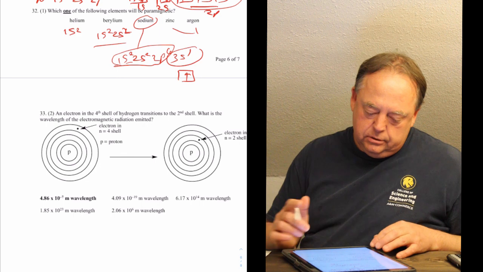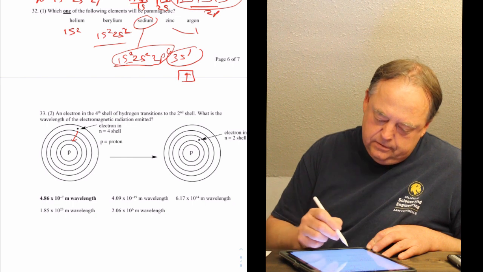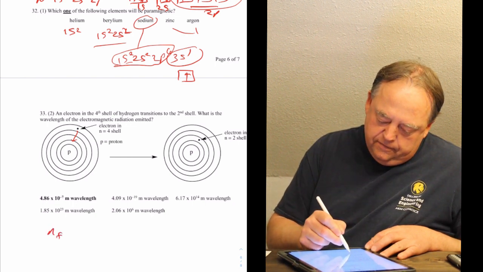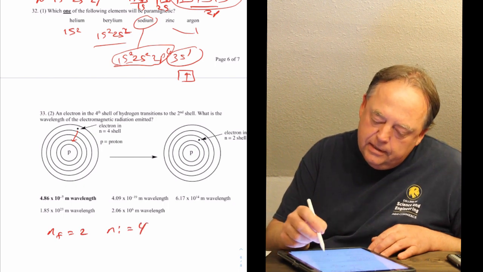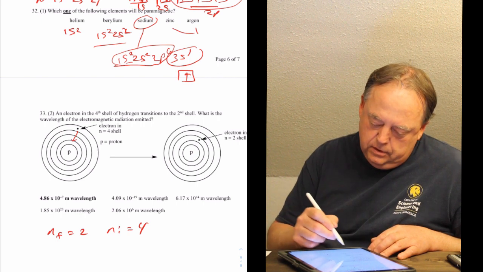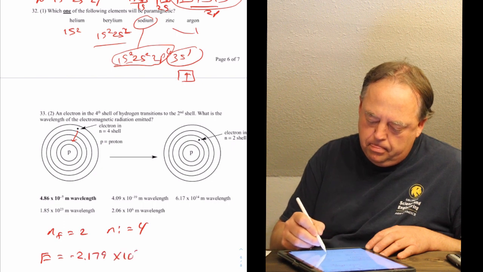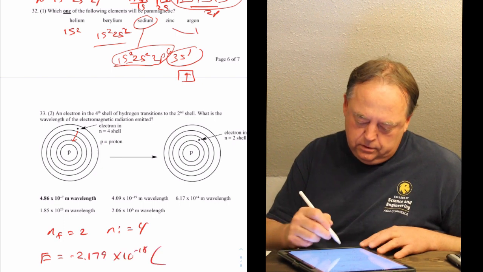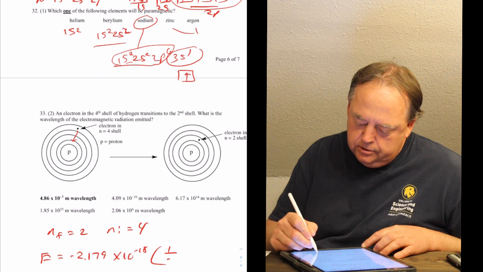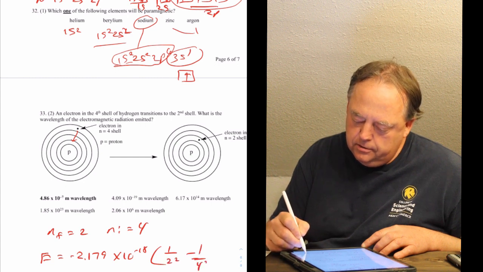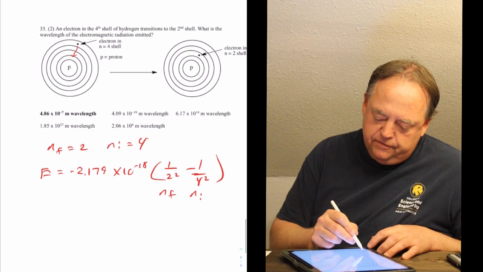Okay, and the last question. So electrons in the 4th shell fall to the 2nd shell. So n final equals 2, n initial equals 4. To solve this, what is the wavelength of the radiation? What you have to solve for first is energy, using this equation: negative 2.179 times 10 to the minus 18 times 1 over n final squared, so 1 over 2 squared minus 1 over 4 squared. So that's n final, n initial. So solve for your energy first.